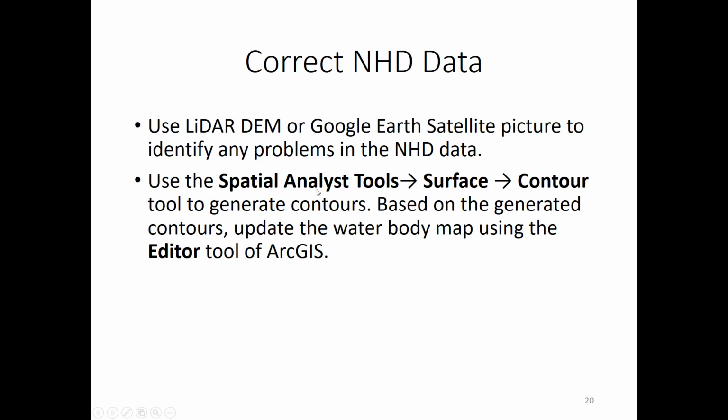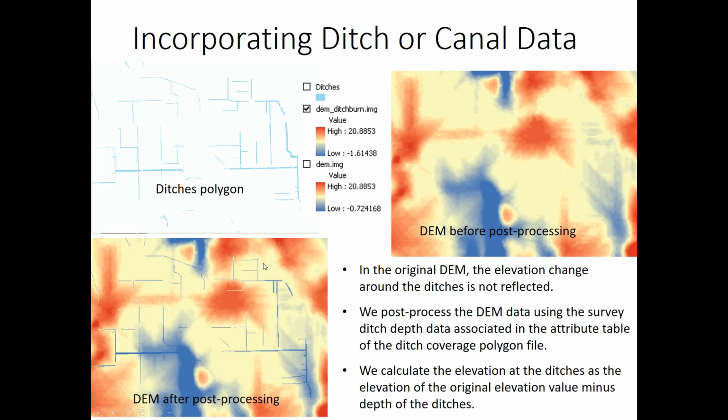So you can use LiDAR DEM or Google Earth satellite pictures to identify any problems in NHD data, and then you can use a Spatial Analyst tool: click this, then Surface, go to Contour to generate contours. You have to have some data like the depth or elevation of the water body, so you can generate contours, and then you can update the water body map using the Editor tool of ArcGIS. So those tools are available in ArcGIS.